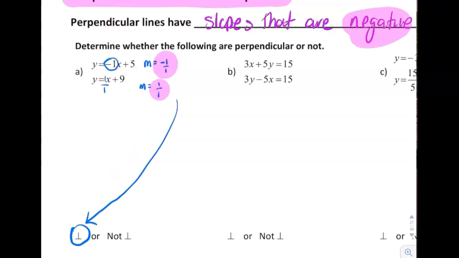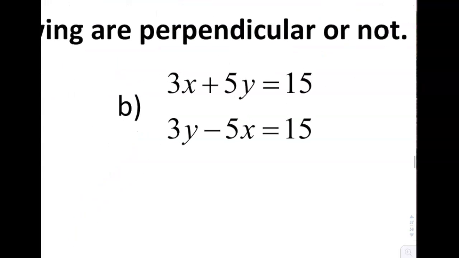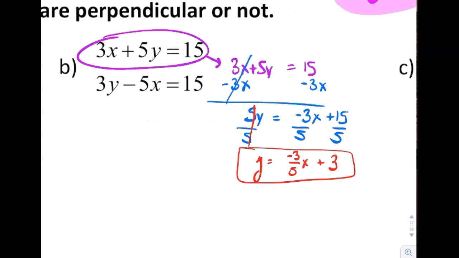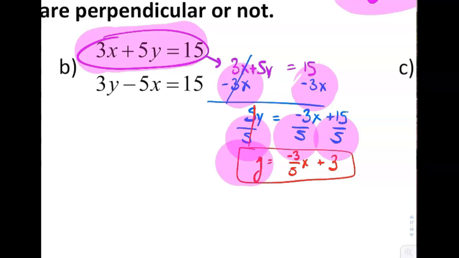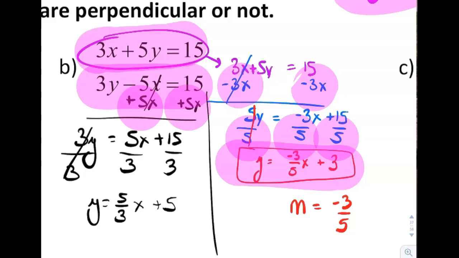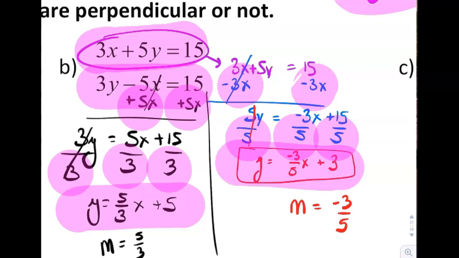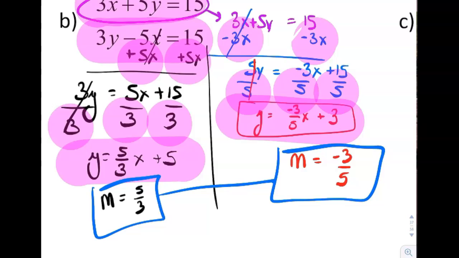Let's try the next one. We'll just do one more. We'll do question B. We need to solve both of these for y first. So what you see here is I took this general equation, I subtracted 3x from both sides, right? And then I divided them all by 5, and I got our final answer of y equals negative 3/5 x plus 3, which means the slope is negative 3/5. So this time I took this equation, added 5x to both sides, divided them all by 3, and that was my answer, which showed a slope of 5/3. 5/3 and negative 3/5 are perpendicular, negative reciprocals.